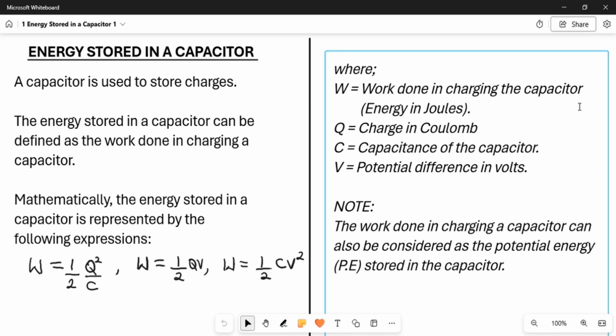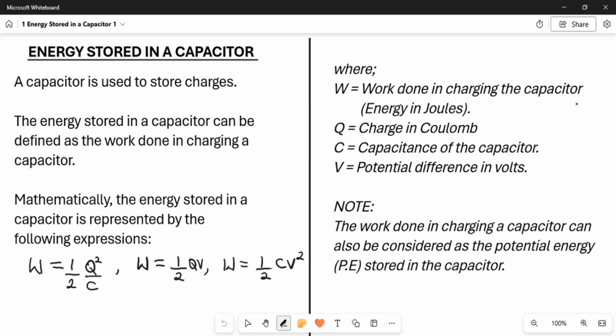Hello, so I'll be looking at energy stored in a capacitor. We previously looked at capacitors, combination of capacitors, capacitance of a capacitor, and so this particular lecture addresses the energy stored in a capacitor. We've earlier mentioned in my previous lecture that a capacitor is a device that stores electric charges. So we just simply say a capacitor is used to store charges.